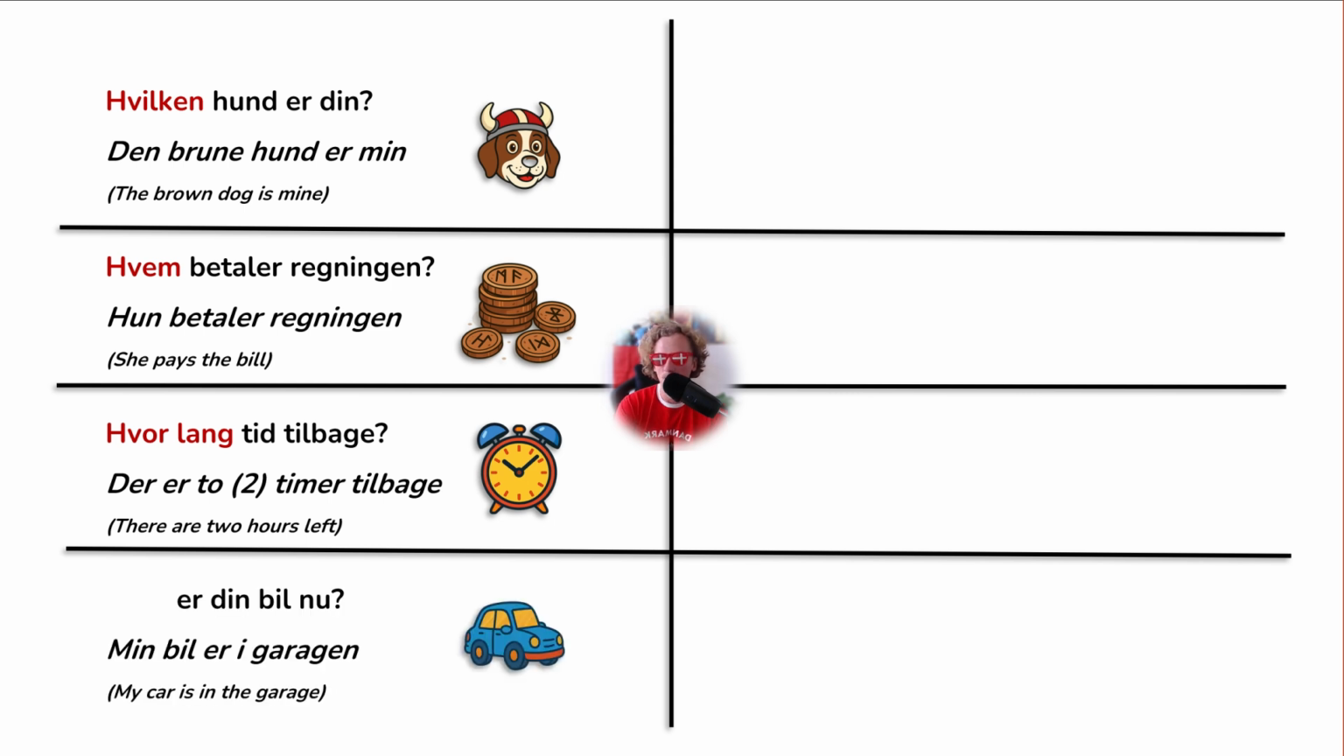Let's move on to the next one. Er din bil nu? Means, is your car now? Min bil i garagen. My car is in the garage. So we are asking, where is your car? Which question words do we need to use? Exactly. It's hvor. Hvor din bil nu? Where is your car now?